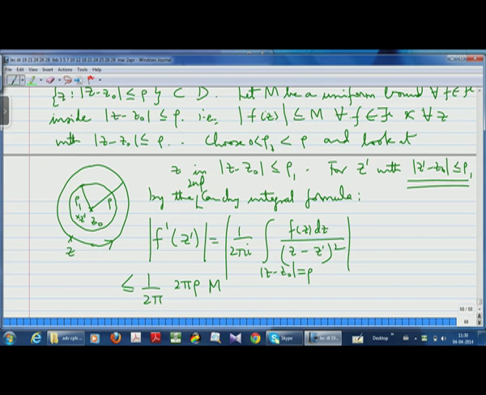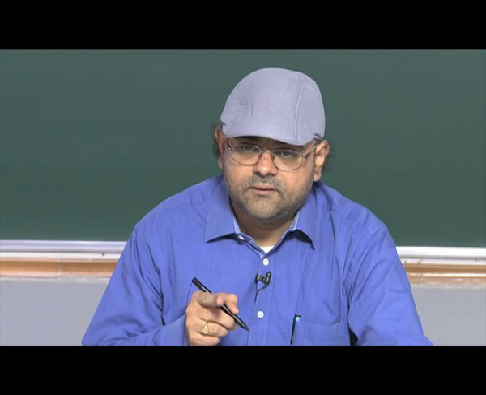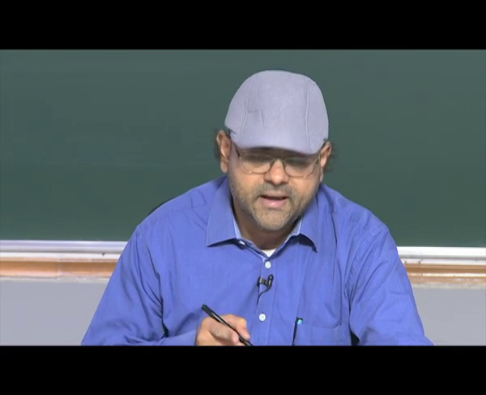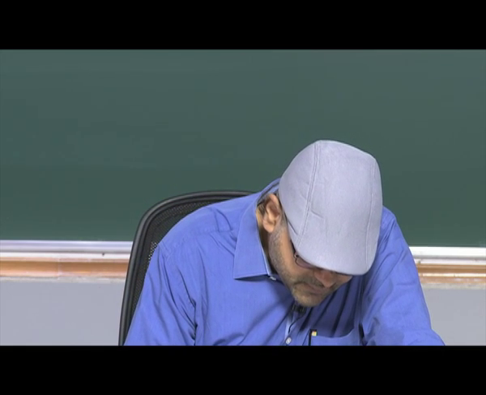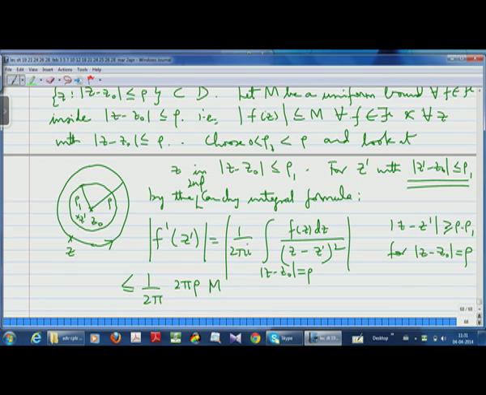The distance between z and z prime is therefore at least rho minus rho 1. So mod z minus z prime is greater than or equal to rho minus rho 1 for mod z minus z naught equal to rho. If you take z on the outer circle, then the distance from a point on the inner disk has to be at least rho minus rho 1, which is the difference of the radii. The closest z prime can get to z is along the radial line from z naught to z, and that closest distance is rho minus rho 1.